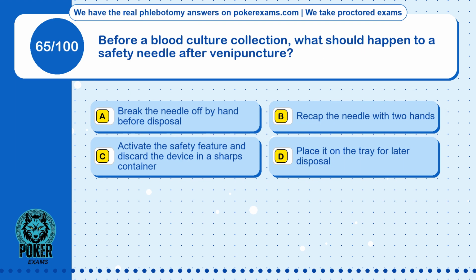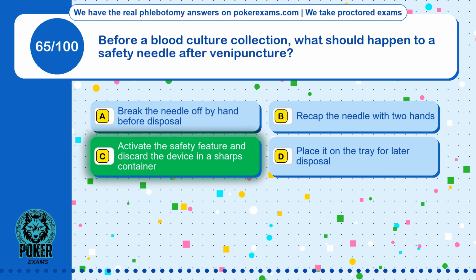Question 65. Before a blood culture collection, what should happen to a safety needle after venipuncture? Option A, break the needle off by hand before disposal. Option B, recap the needle with 2 hands. Option C. Activate the safety feature and discard the device in a sharps container. Option D. Place it on the tray for later disposal.